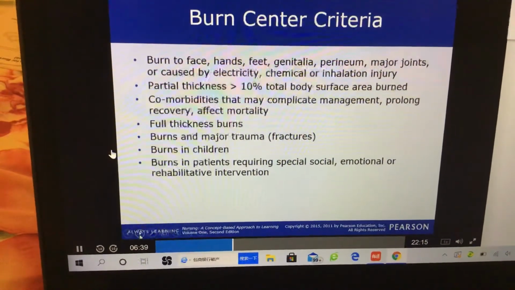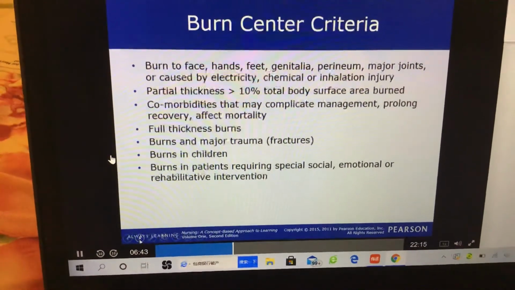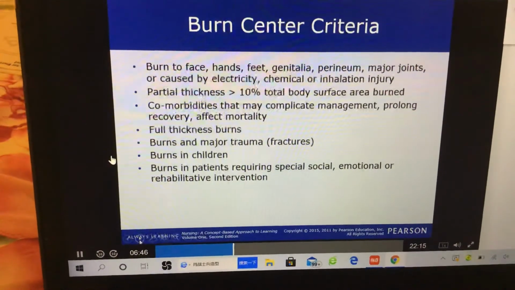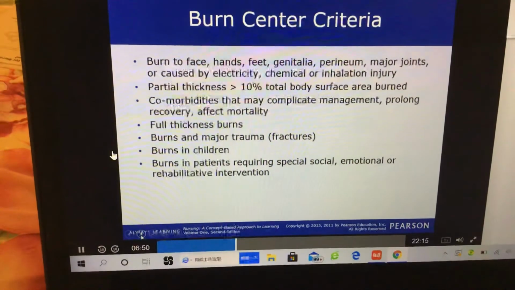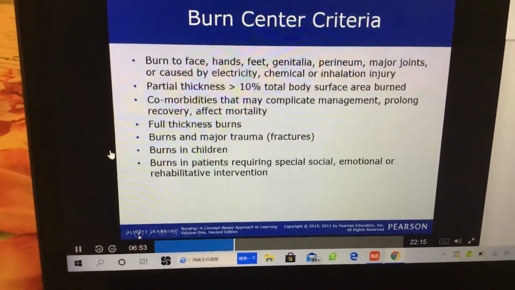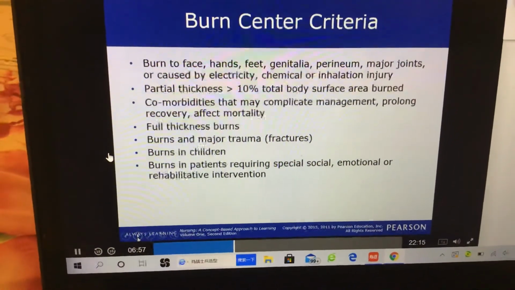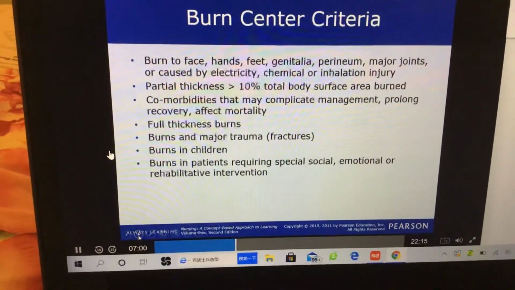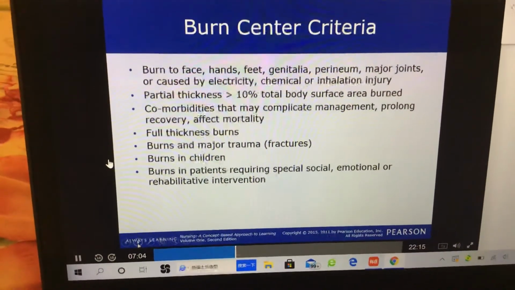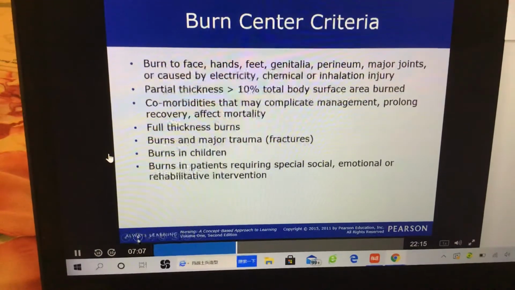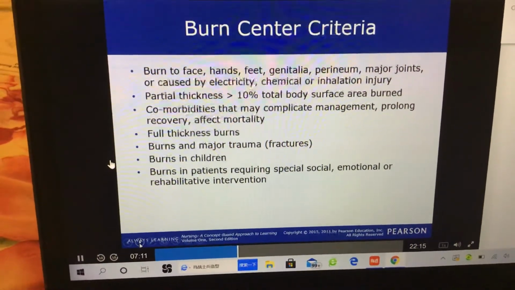If a patient has comorbidities that may complicate the management, prolong recovery, or affect mortality, these patients should be referred to a burn center. Any kind of full thickness burn, or if they have a burn as well as major trauma such as a fracture, they should be referred to a burn center. Children with any kind of burn should be referred to a burn center, and burns in patients who require special social, emotional, or rehabilitative interventions should be referred to a burn center.